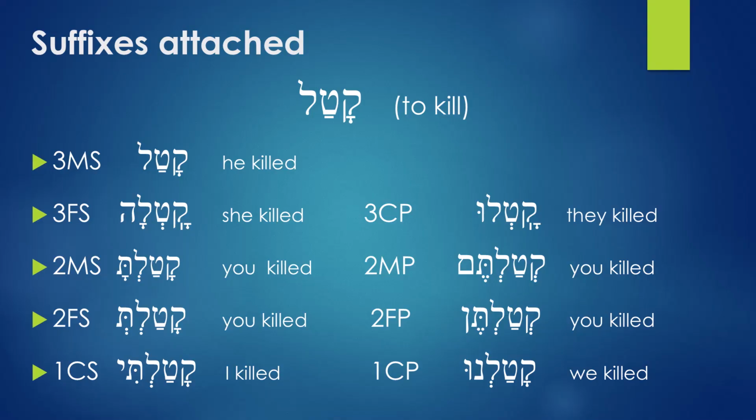We killed. So this is how verb forms add the suffixes. And these are the same suffixes added to all the verb forms. In the perfect tense, in the perfect conjugation, these are the suffixes that you add.